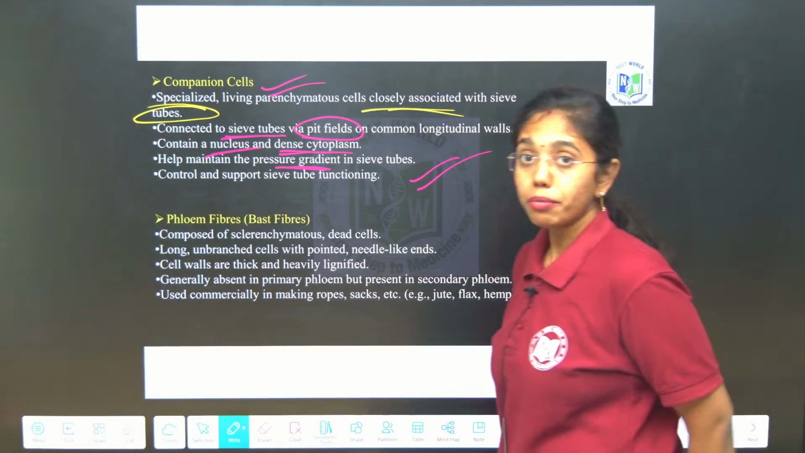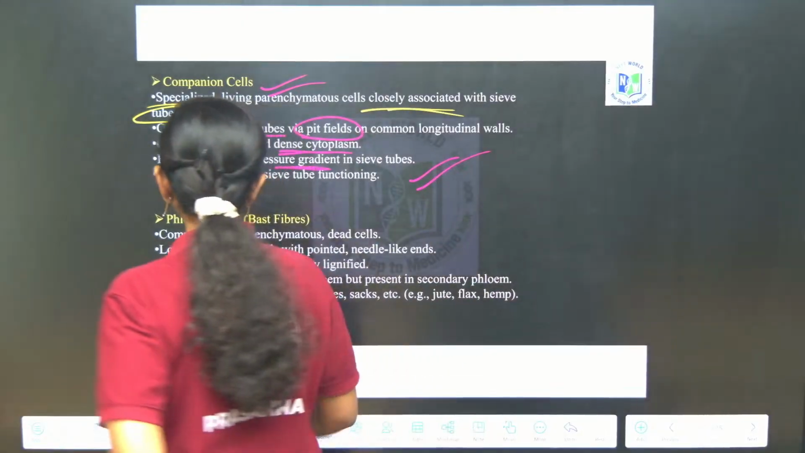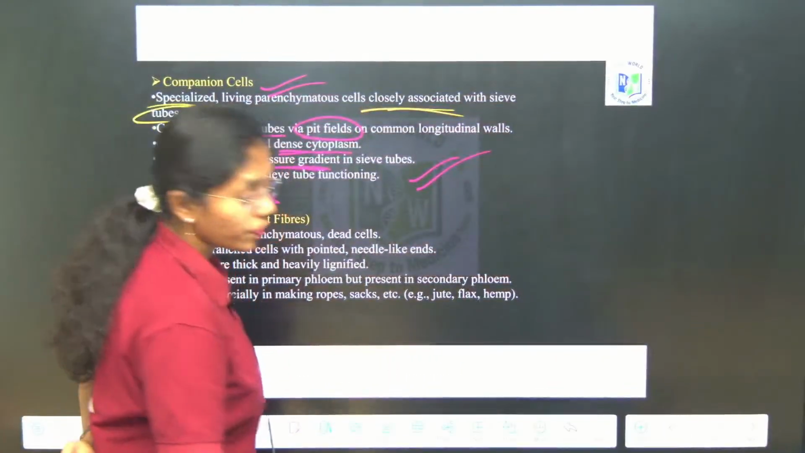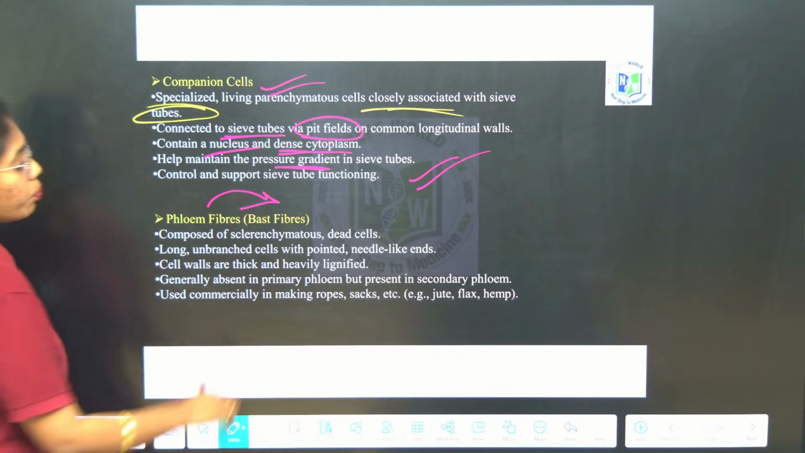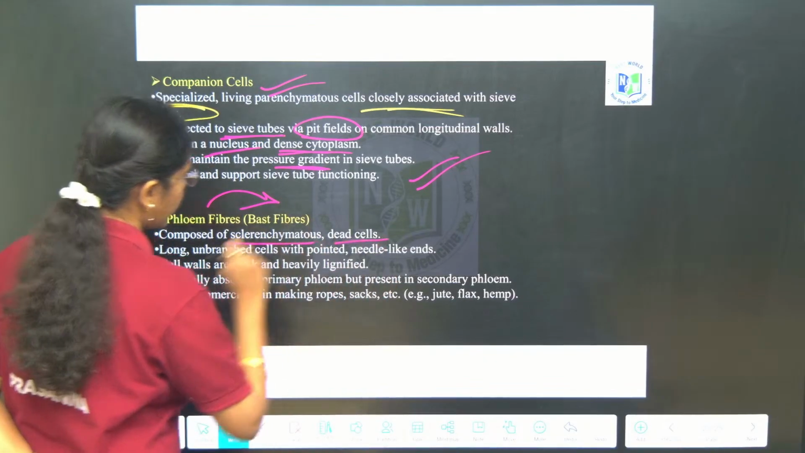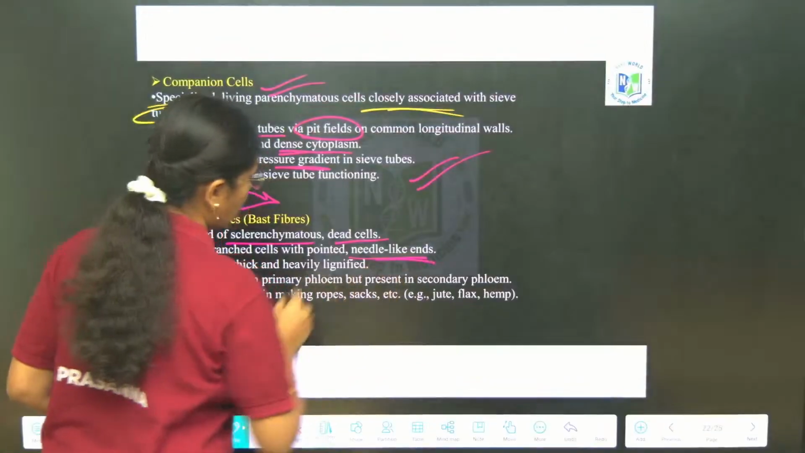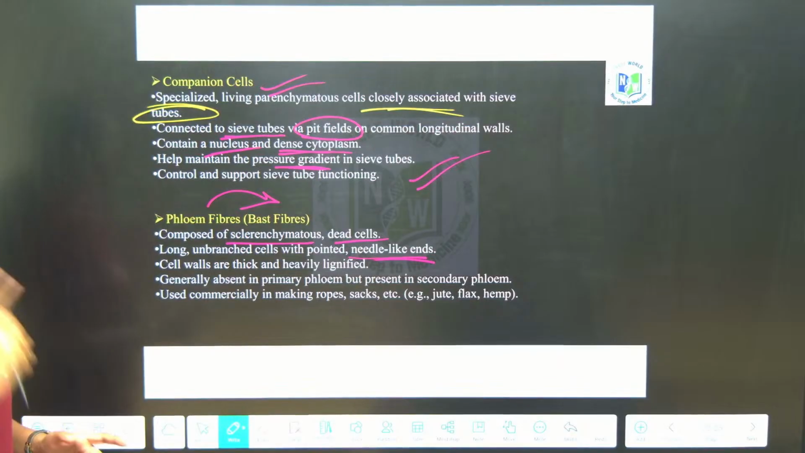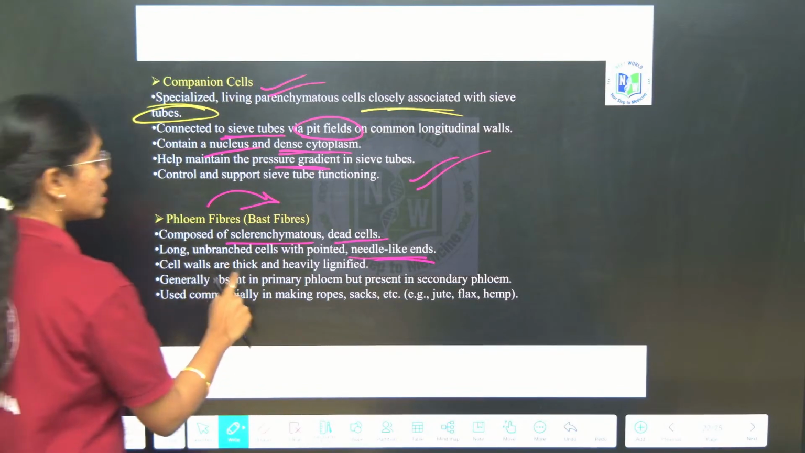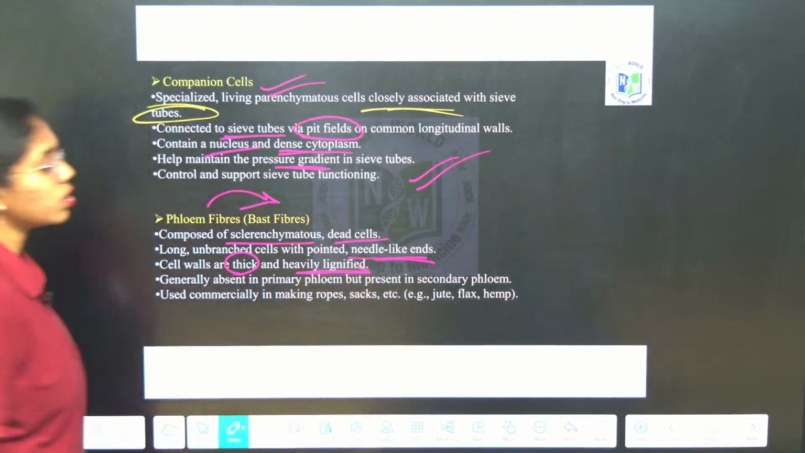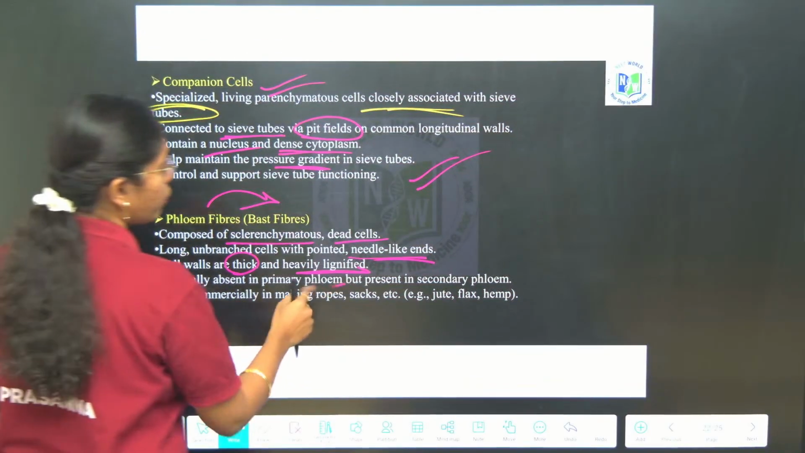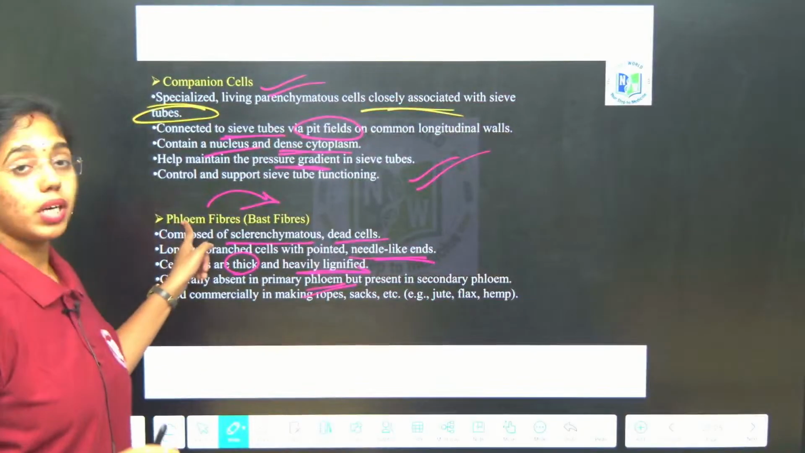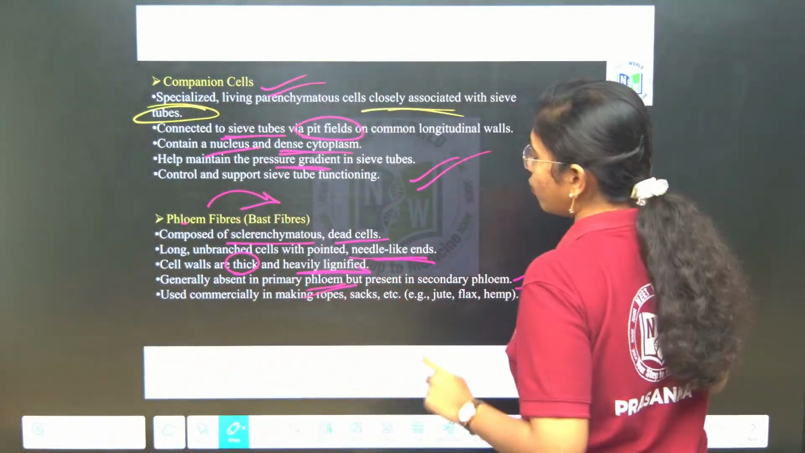Lastly, phloem fibers. Phloem fibers are also known as bast fibers. They are composed of sclerenchymatous and dead cells. They are long, pointed, needle-like structures. The cell walls are thick and lignified. Generally they are absent in primary phloem, but phloem fibers are present in the secondary phloem.